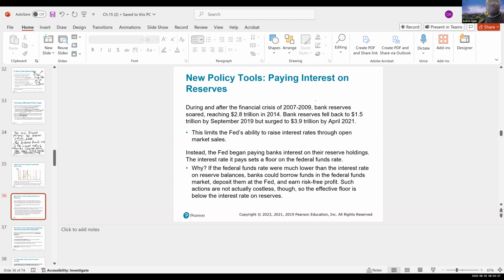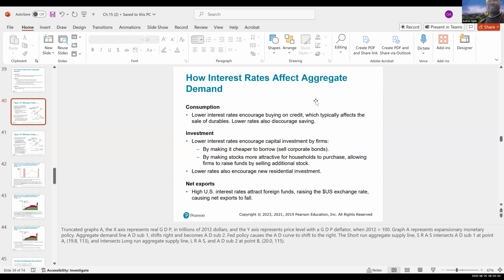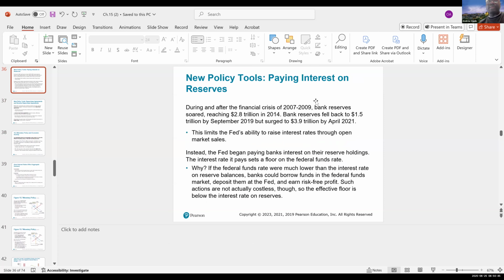There's a new policy tool that the Federal Reserve started doing. Let me see if I can explain this. Okay. So one of the new policy tools that the Fed has started to implement is paying interest rate on bank reserves. They started that in the fall of 2008. What do you mean by paying interest rate on reserves?